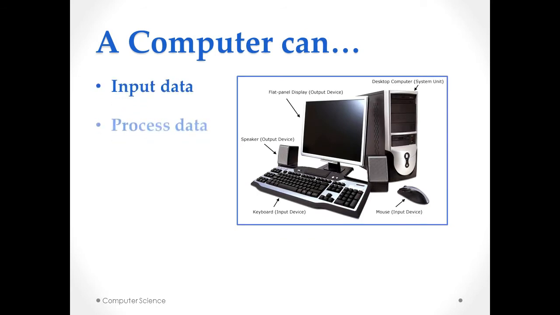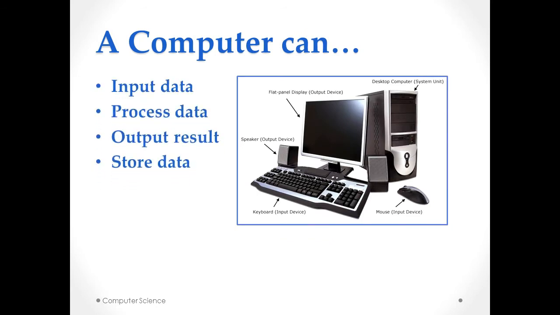A computer can input data by using input devices, process data by using processing devices. Then computer can output result by using output devices. And also computer can store data by using storage devices. So a computer can input data, process data, output result and store data. And that does not matter if you are talking about desktop computers, laptop, tab, mobile devices, any type of computers must be able to do these things.